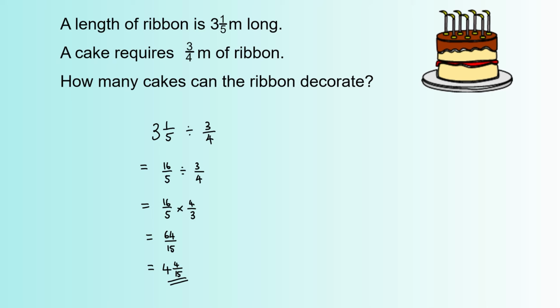So how many cakes can the ribbon decorate? Well, the ribbon technically could decorate 4 and 4 15ths of a cake, but you can't really decorate a part of a cake. So the ribbon could decorate 4 cakes. Okay, so we're looking for how many full cakes we could use for that ribbon. So it would be 4 full cakes, and we'd have a little bit left over at the end, but not enough to do 5 full cakes.